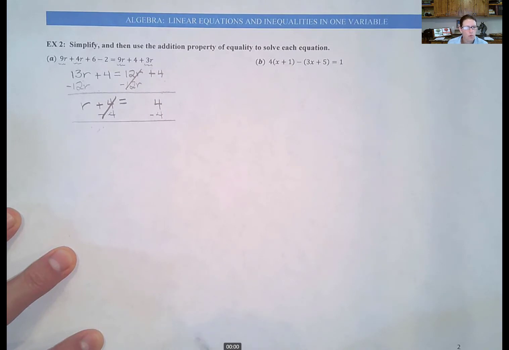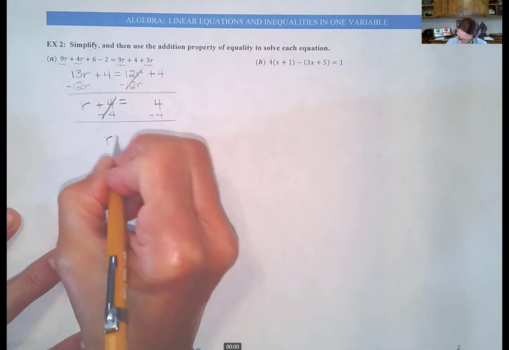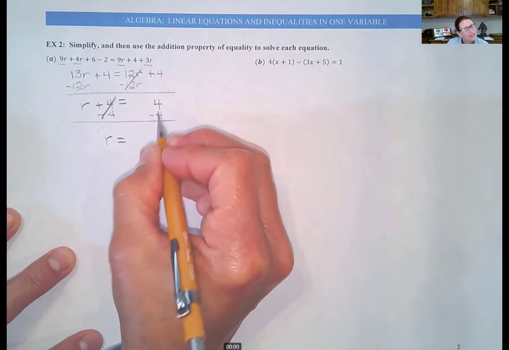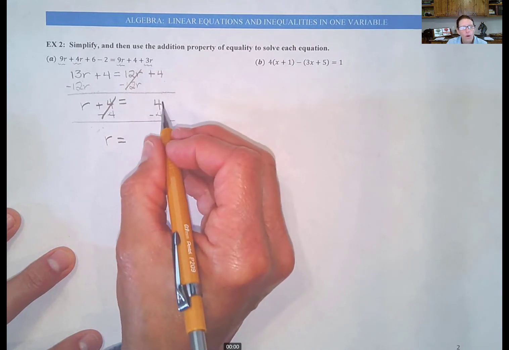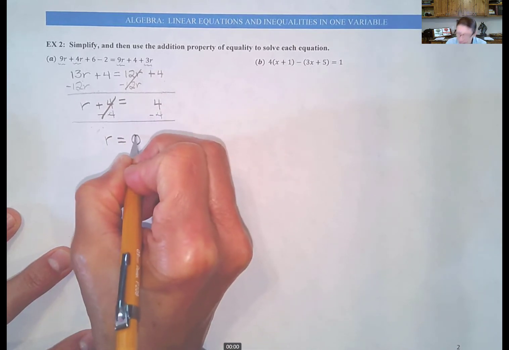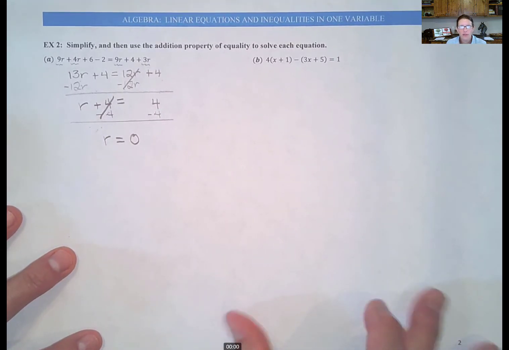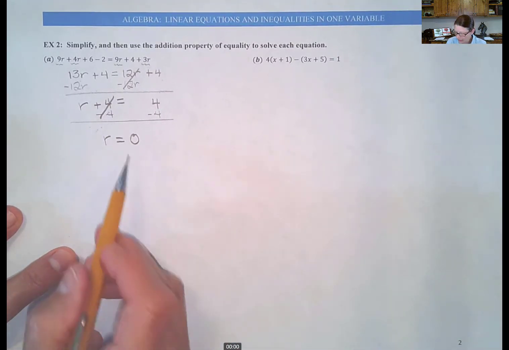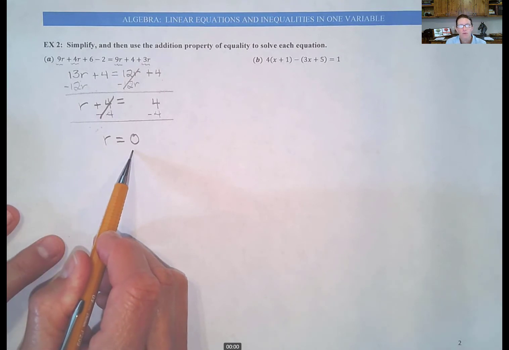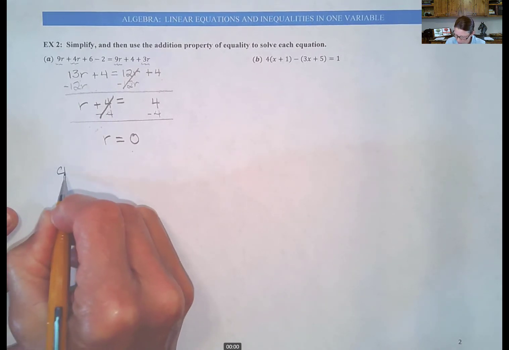Okay, so that 4 cancels off the left, leaving r. And notice it cancels on the right as well, doesn't it? 4 minus 4 is 0. Now, this doesn't mean there's not a solution to this equation. There is a solution, and it happens to be the number 0. Okay, and why don't we check this one also?